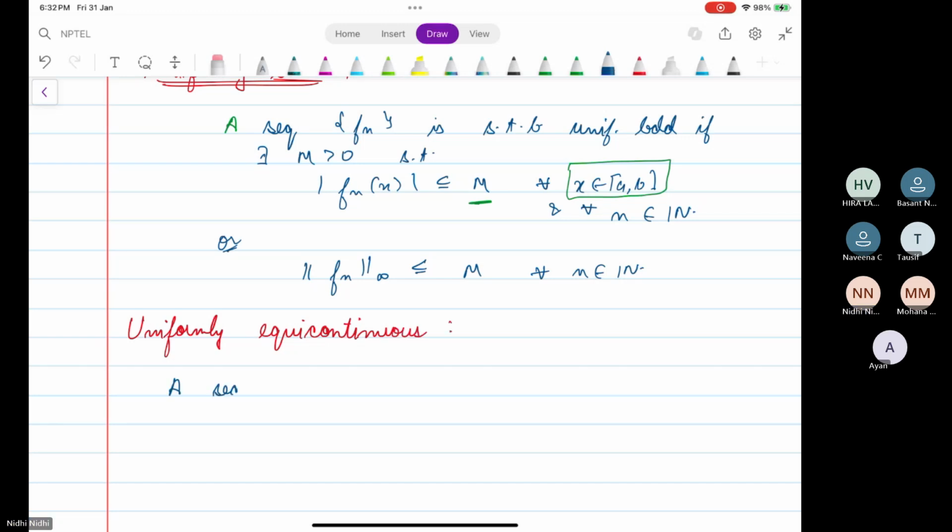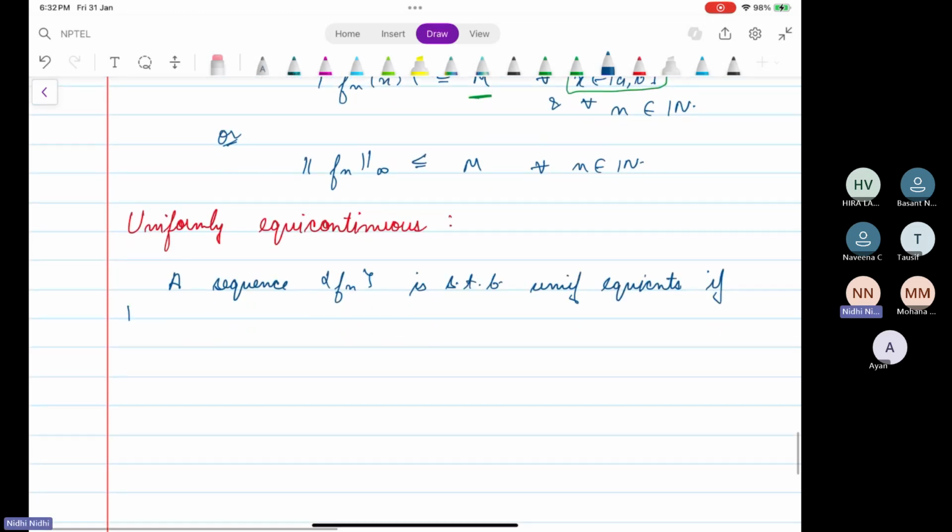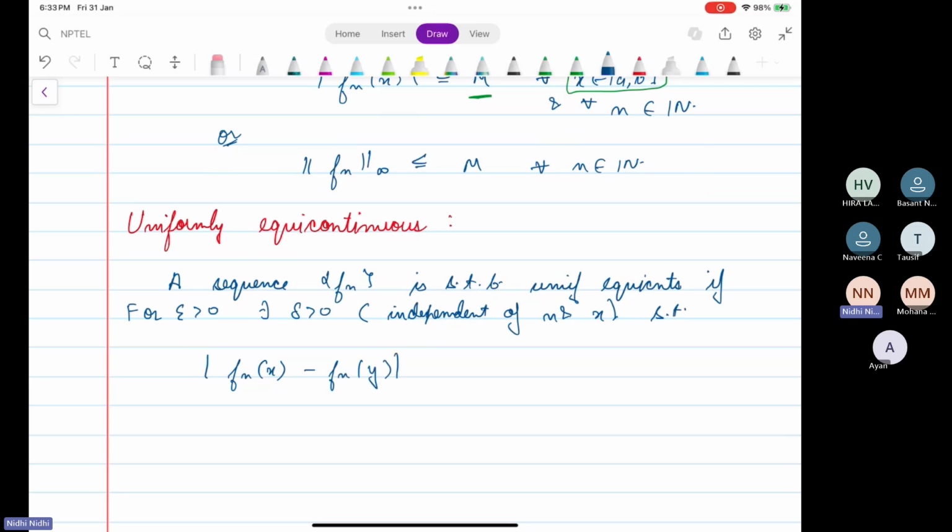A sequence f_n is said to be uniformly equicontinuous if, again, for epsilon positive, there exists a delta positive which is independent of n and x such that |f_n(x) - f_n(y)| is less than epsilon whenever |x - y| is less than delta.